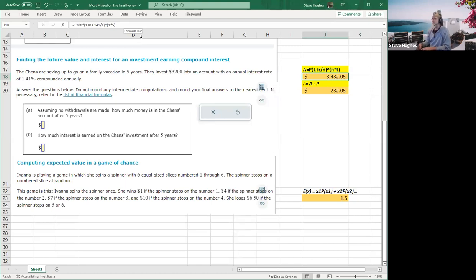Now the question is, how much interest do they gain, leaving their money sit there at that particular interest rate? And so the formula for interest, everybody, is always the future value minus the present value. That is I equals A minus P. And so all I did was subtract. In this formula right here, you can see J18. J18 is where my future value was, minus the present value, which was 3,200. I hit enter, and I've got $232.05. Once again, everybody, this question is missed 50% of the time on the final review and final exam.